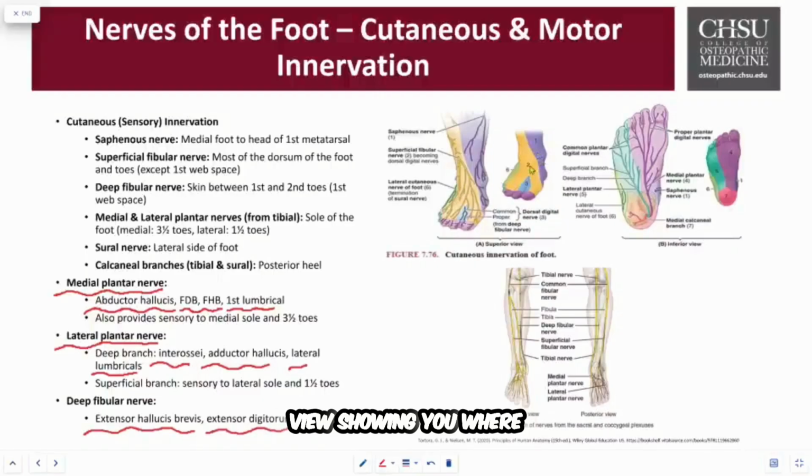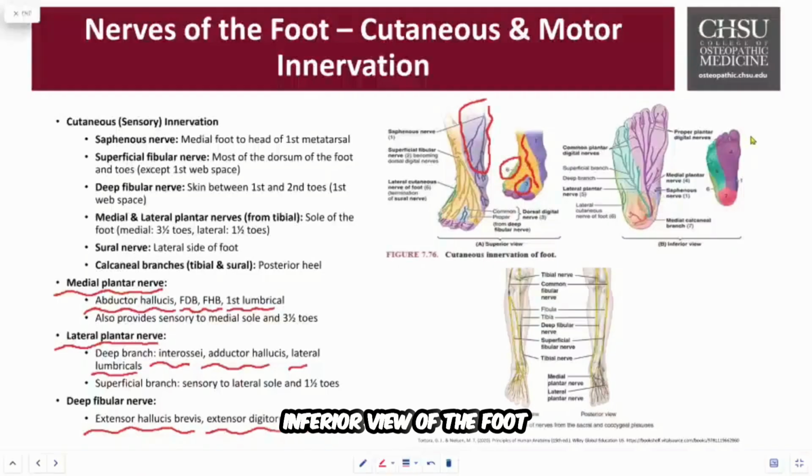So on the right, you can see a view showing you where these nerves flow through. The saphenous nerve showing number 1. And then number 2 is the superficial branch of the fibular nerve. Number 3 is the deep fibular nerve right there, smaller region. And then the lateral cutaneous nerve of the foot, the sural nerve, is number 6.